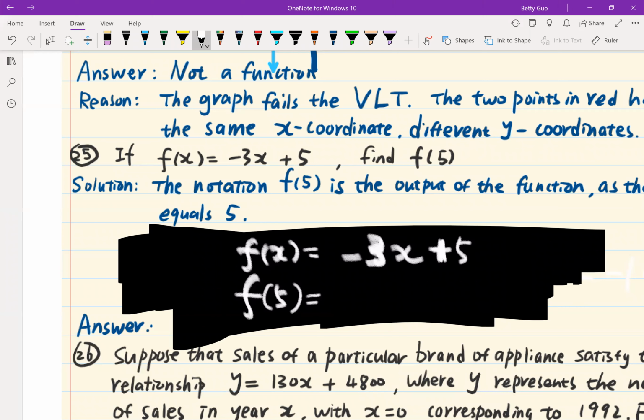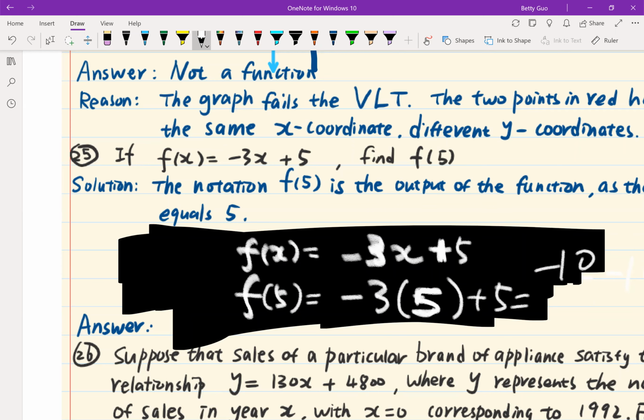5. So the output is negative 3 times the input plus 5, right? Or more simply, just plug in. Make it simple, just plug in x equals 5 and tell me what you have. Negative 10. Yes. So the answer is negative 10. Okay? You're going to choose negative 10. Any questions?